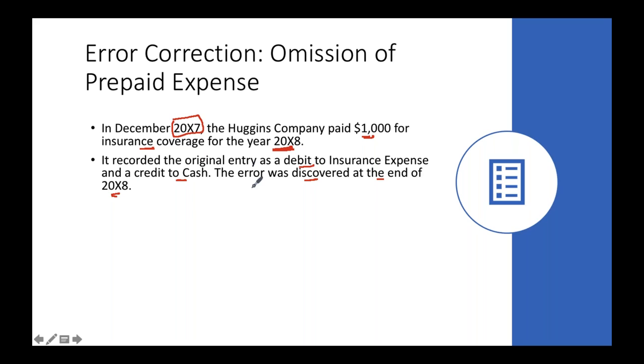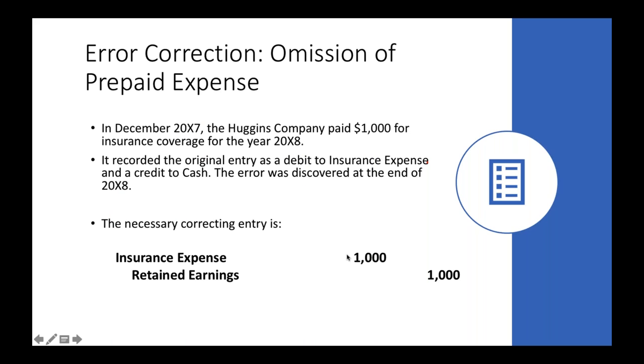So it has to be retrospective. Insurance expense actually belongs to 2008 but was already expensed in 2007. So what happens there? The retained earnings was understated. The profit was understated to that extent. So let's see the correct entry. The correct entry will be insurance expense debit, retained earnings credit.